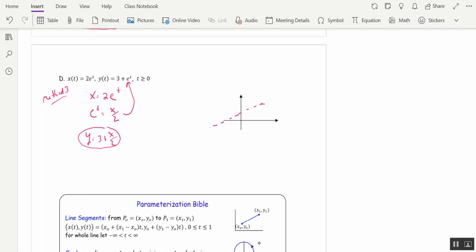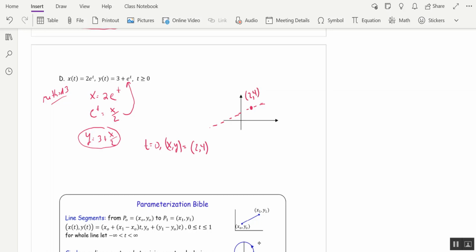Okay, how much of that line are we getting? Well, we're starting at t equals 0. So when t is 0, x comma y is, plug 0 in for t, and we get 2 comma 4. So this is t equals 0 here, 2 comma 4.